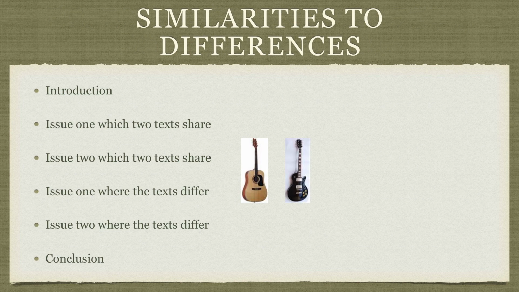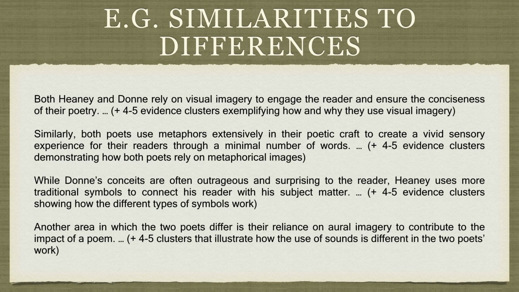So the second model we're going to look at is an essay that's structured from similarities to differences, or vice versa. So for instance, start with one issue that both texts share and discuss that with evidence, and then have a second issue which both texts share as well, and then move on to one where they differ, and then your fourth paragraph will deal with the second issue where the texts differ. So for instance, if I was to write a paragraph again on brevity and how poetry is concise, then we could look at topic sentences like these.